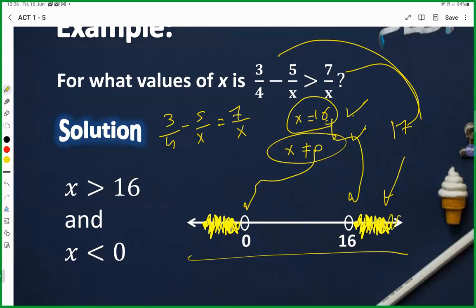Then I will choose a number between 0 and 16, like 1. I'll put it inside the inequality. Does it work? No, it will not work. It will not satisfy the inequality. So I'll put a number below 0, like -1. Does it work? Yes, it works.